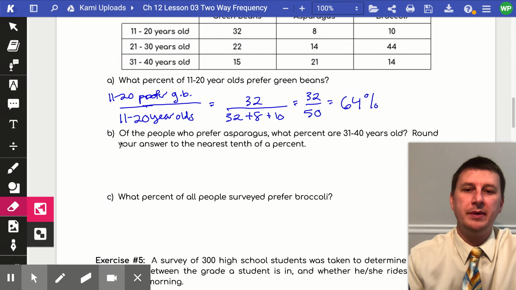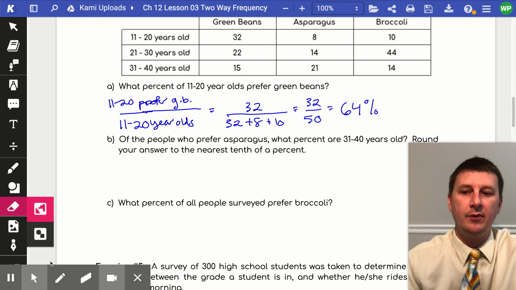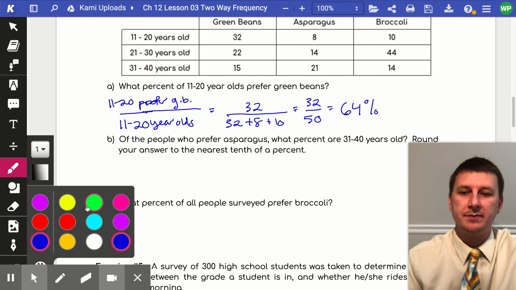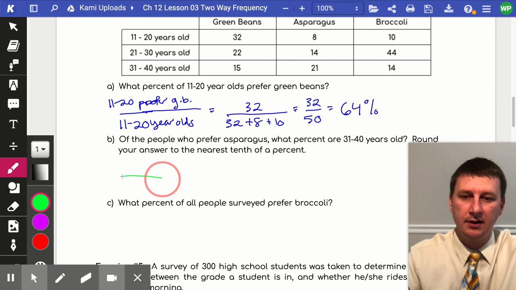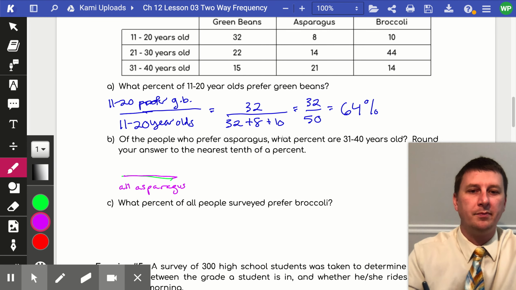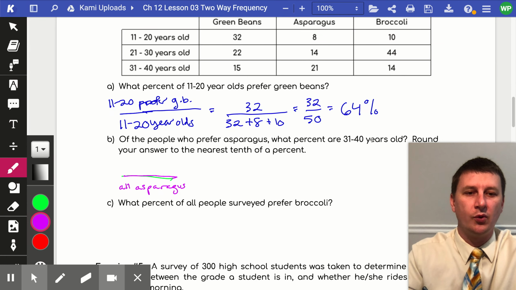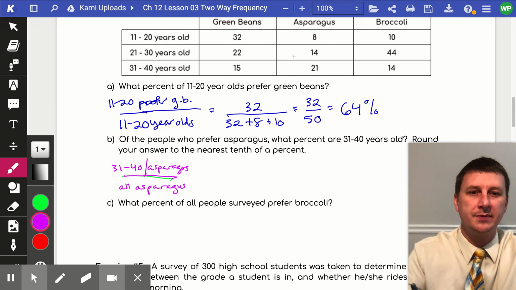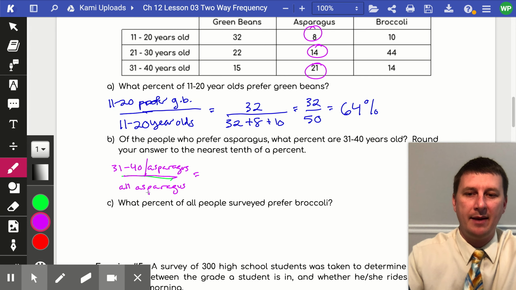Okay. Now, we're going to take a look at part B. It says, of the people who prefer asparagus, so now we only want the people that prefer asparagus. Let's make this one purple, since green is hard to see. So all asparagus. What percent are 31 to 40 years old? So 31 to 40 asparagus. So where's our asparagus column? We want all of the people that prefer asparagus in the denominator of our fraction.